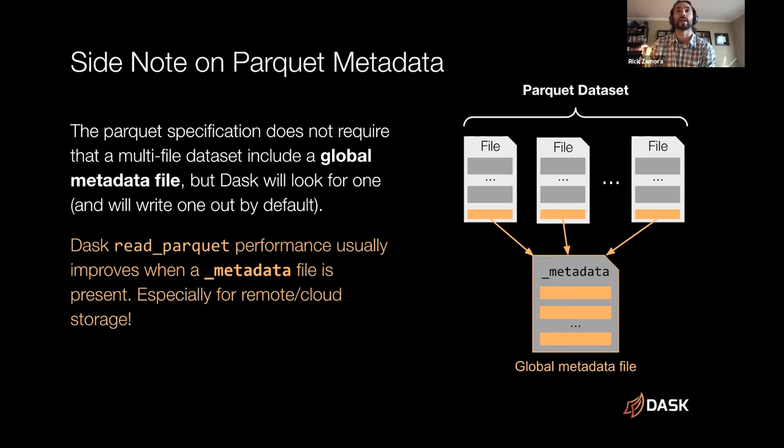because in read Parquet you're doing the planning stage of figuring out where all the pieces are on your client. And if the client has to go through and read all the metadata from lots of different files, this could be slow, especially in a remote file system. There are other ways we can get around this with doing things in parallel, but for now, it's just fastest if we have a global metadata file.